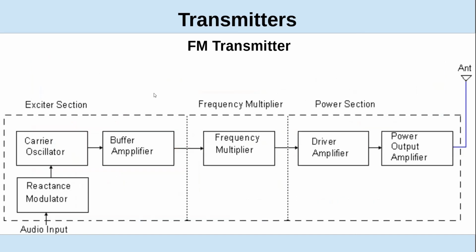Okay, for an FM transmitter, again, we start with the carrier oscillator. We have the audio input going to a reactance modulator, which could be a varactor diode because it can change reactance with the voltage. So that's how we change the frequency, because we can change the reactance of part of the tuned circuit. Just an amplifier. Now we have a frequency multiplier. We hadn't talked about those.